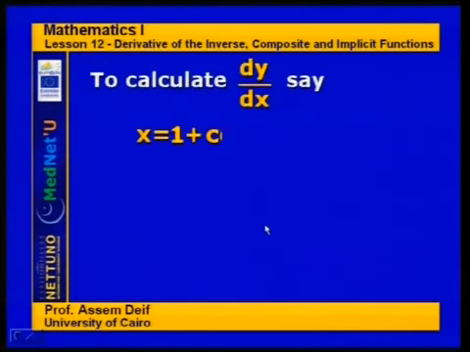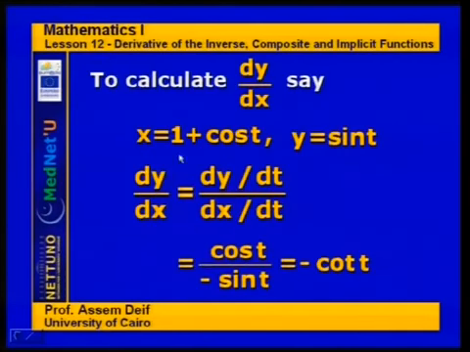And if, for example, suppose you want to calculate dy by dx of this expression, we have dy by dx equal to the derivative of this with respect to t divided by the derivative of this, to obtain minus cosine t.